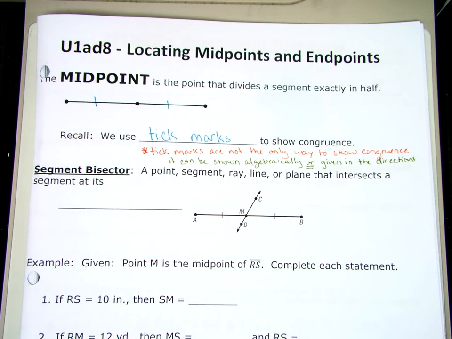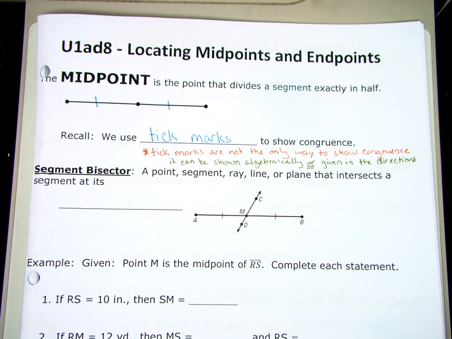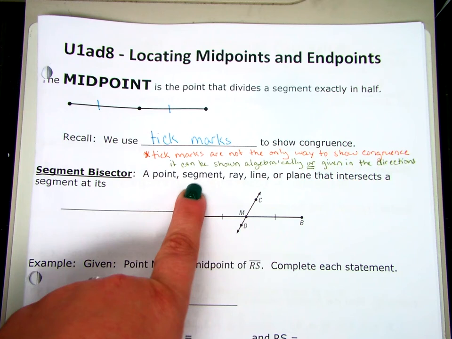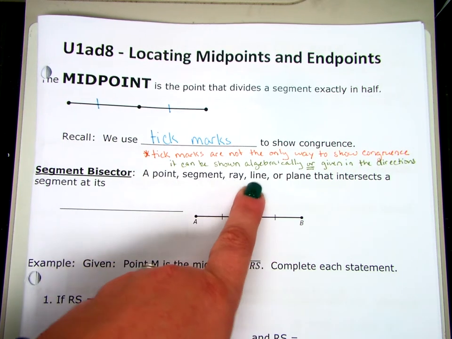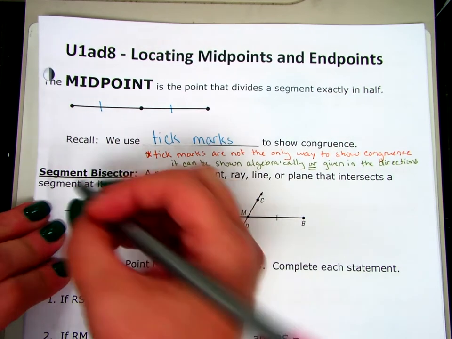Okay? All right, the next thing we're going to talk about is what's called a segment bisector. When you dissect something, like in science class, you're cutting it apart into a whole bunch of little pieces. When you bisect it, that's when you're cutting it into just 2 pieces. Okay? And it's going to be 2 equal pieces. Okay, so a segment bisector is a point, a segment, a ray, a line, or a plane that intersects a segment at its midpoint.